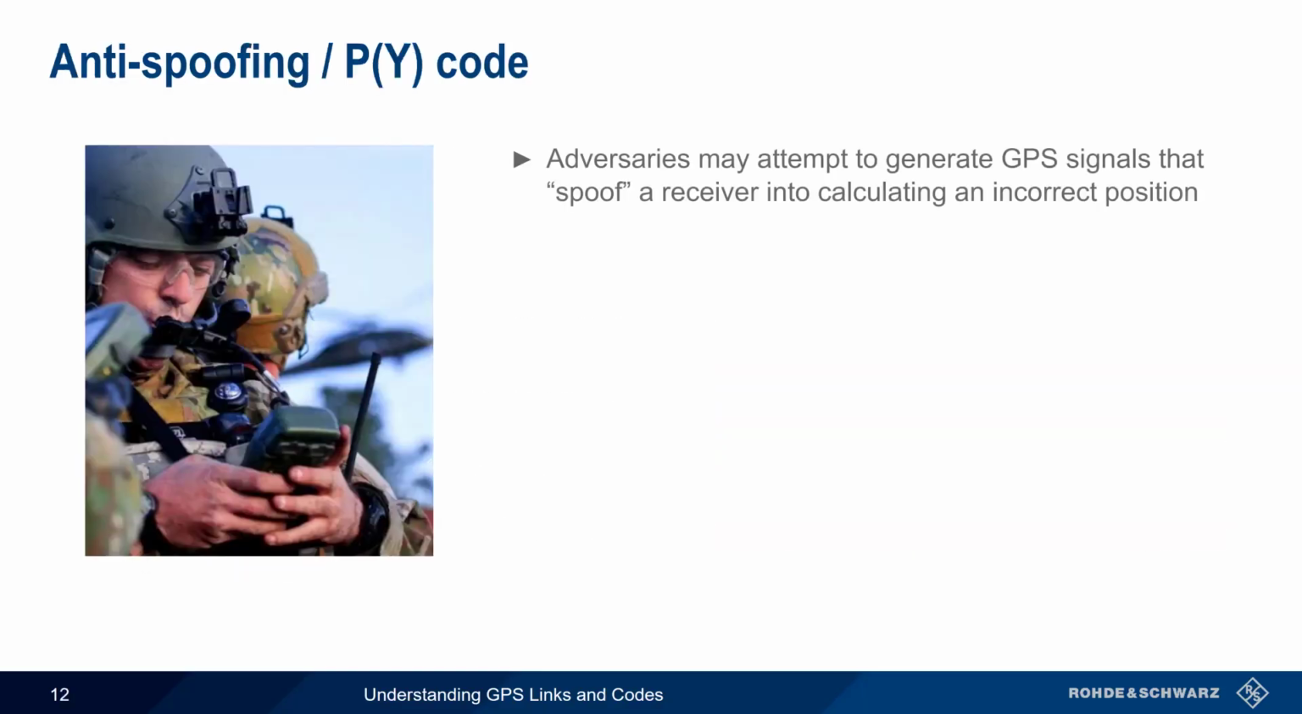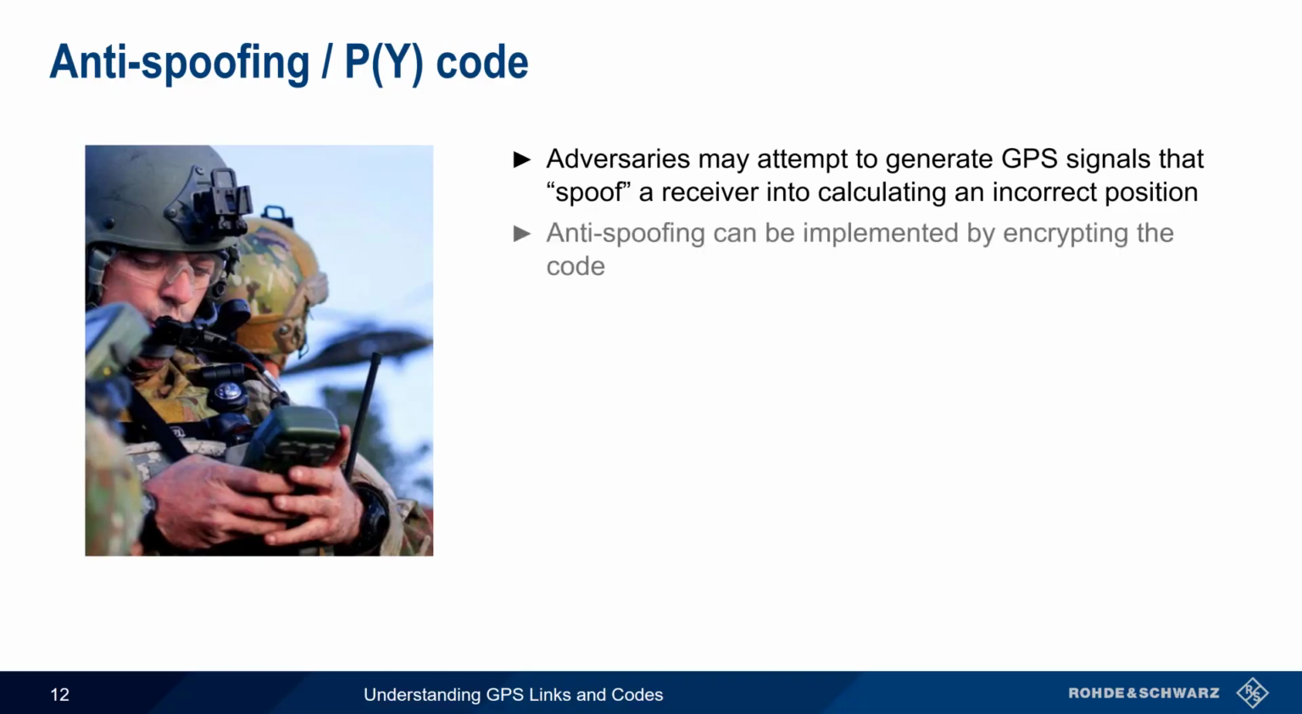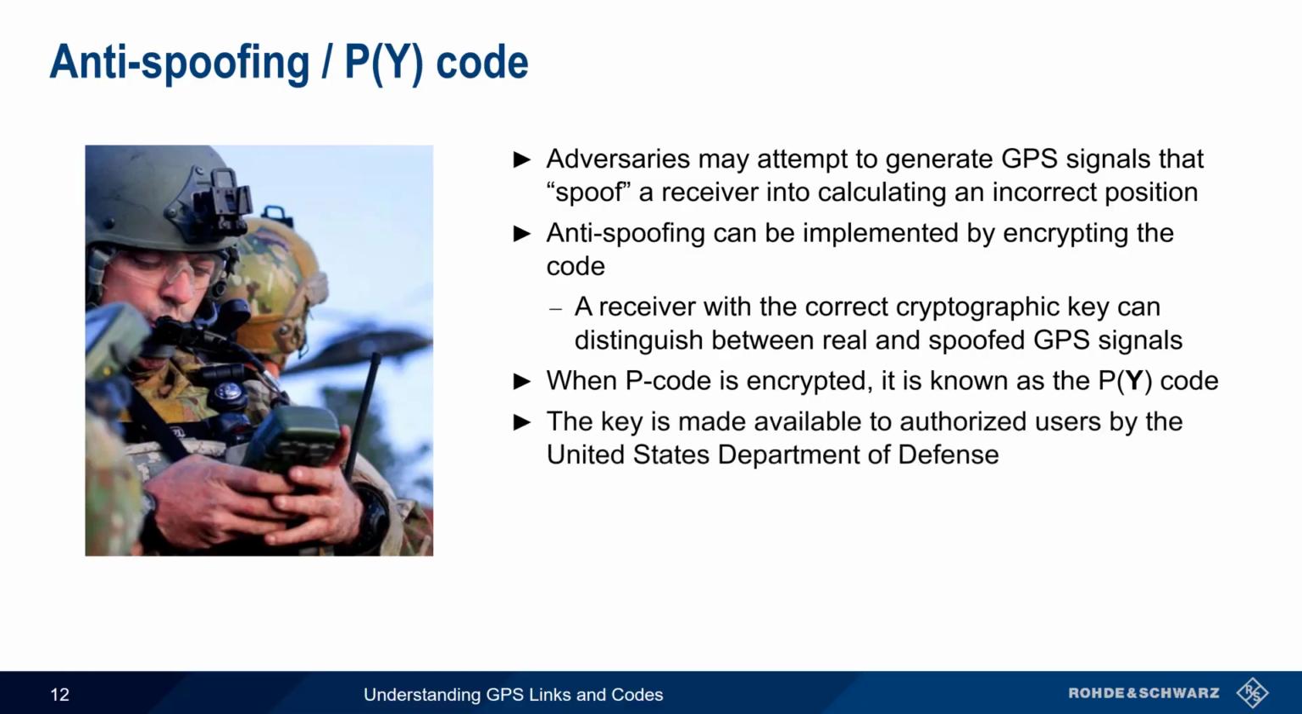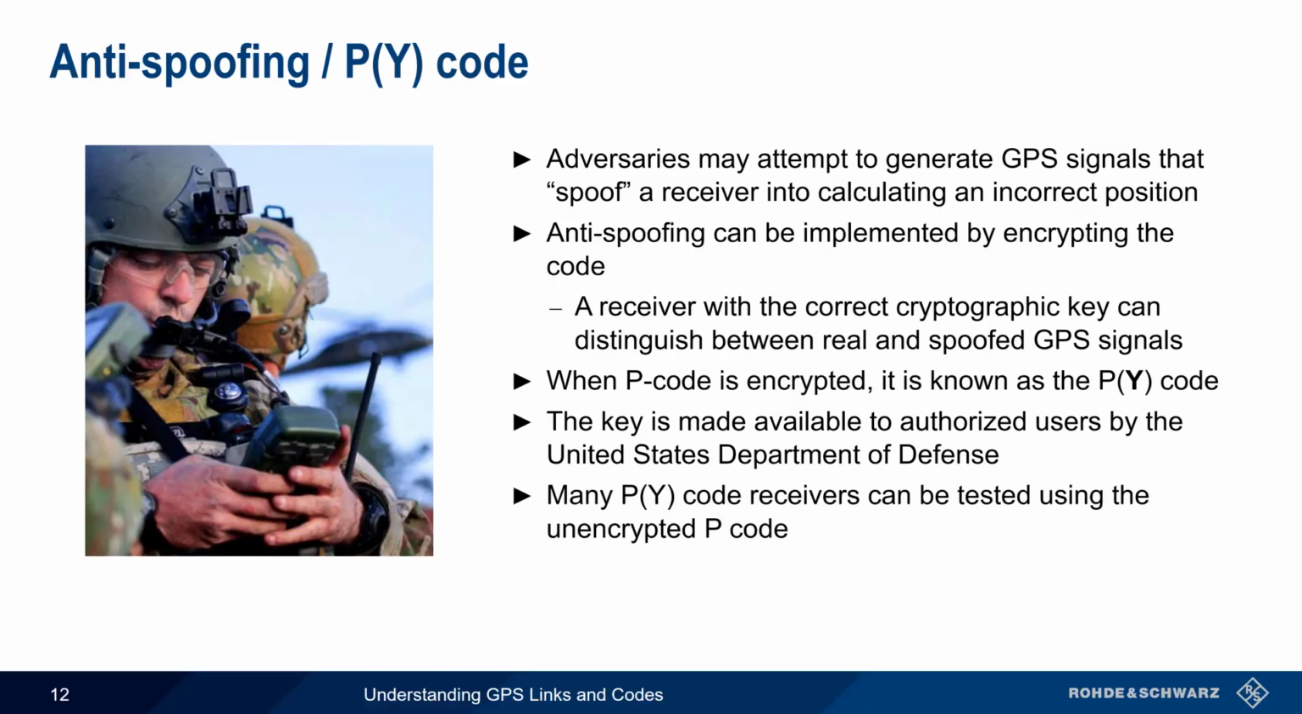An adversary could potentially generate GPS signals in order to spoof a receiver and cause it to calculate an incorrect position. Anti-spoofing involves encrypting the code so that a receiver with the correct key can distinguish between real and spoofed GPS signals. When P code is encrypted, it's referred to as PY code, and only authorized users can obtain this key from the U.S. Department of Defense. Real-world P code is always encrypted and transmitted as PY code, but many PY receivers can actually be tested by sending them unencrypted P code.